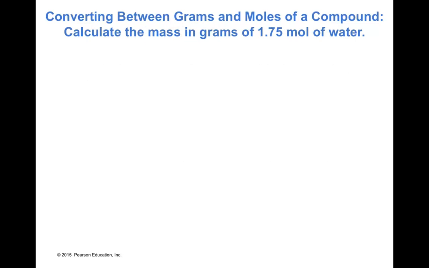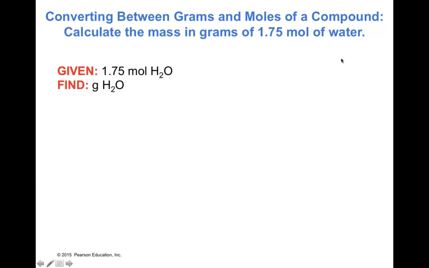So let's now convert between grams and moles of a compound. Let's calculate the mass in grams of 1.75 moles of water. So we need to go from moles to mass. The only conversion factor that we have is the molar mass, so we need to look for the molar mass of water, because we need to go from moles to grams, and the only conversion factor that has both units is the molar mass. So we have 1.75 moles of water.